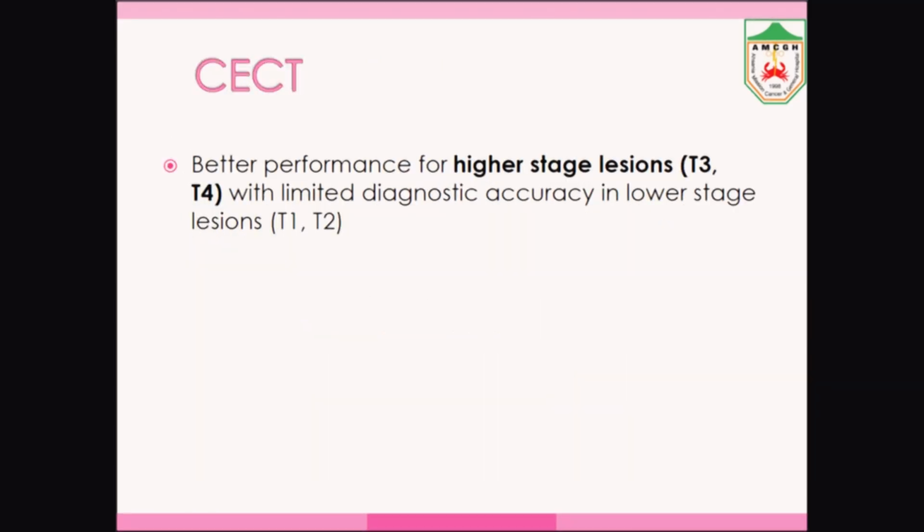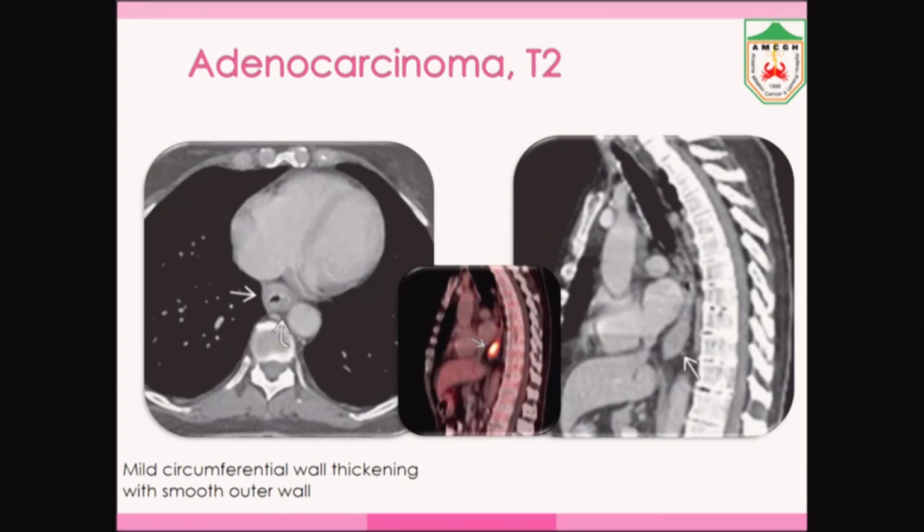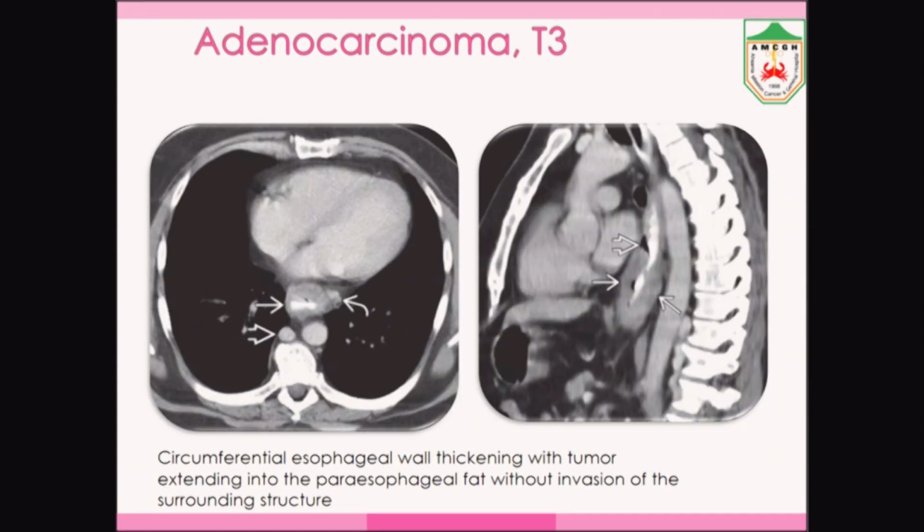Radiologically, CT scan has better performance for higher stage lesions like T3 and T4. In case of T1, it can appear as a subtle wall thickening, which may be missed on CT scan, and is better depicted on PET scan. This is a T2 lesion, which appears as a circumferential wall thickening with smooth outer wall. T3 lesion appears as a circumferential wall thickening with associated paraesophageal fat stranding.